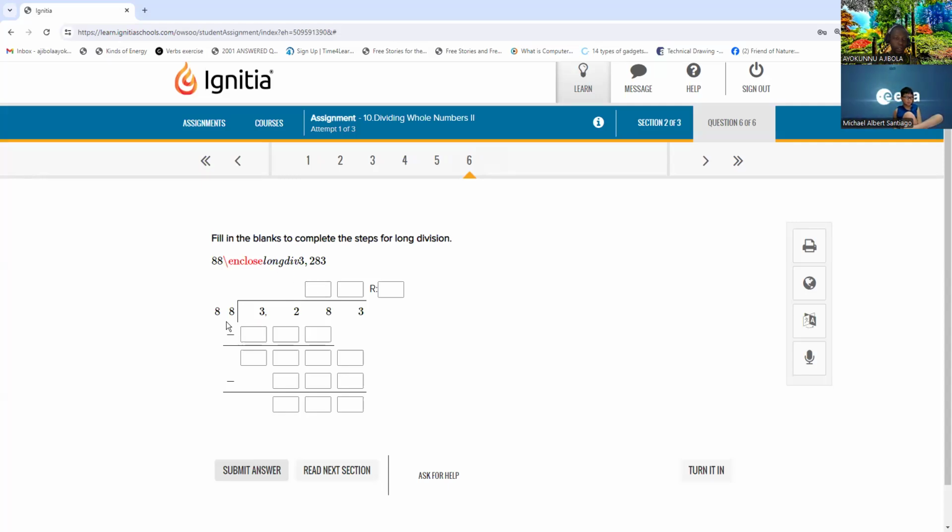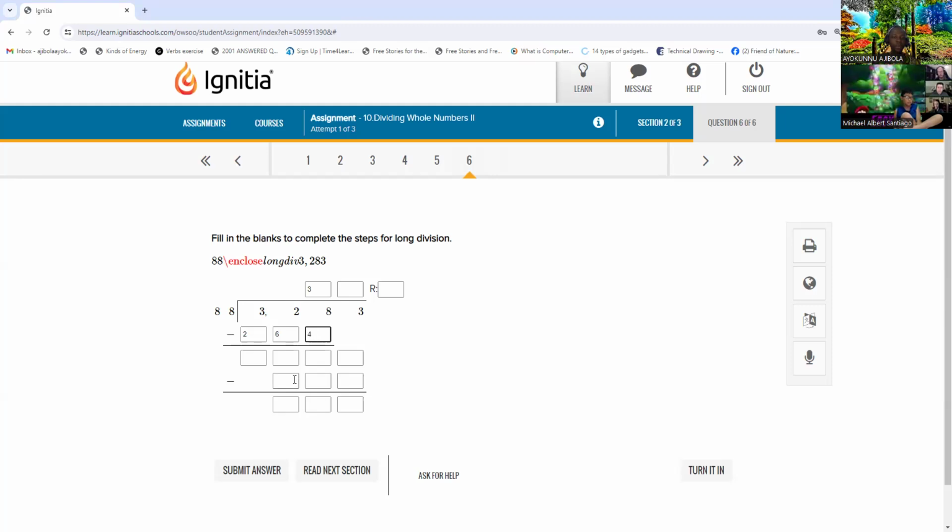Let's say this. 88 cannot go in 3, cannot go in 32, but can go in 328. So how many 88, Miggy, when you say in 328? That should be 3, okay? And what is 88 times 3? 88 times 3 should give us 264, okay?